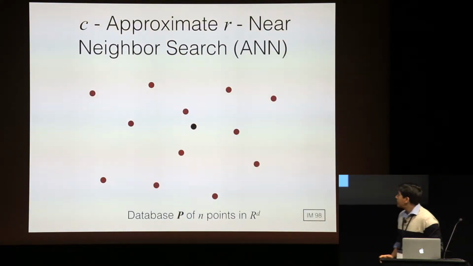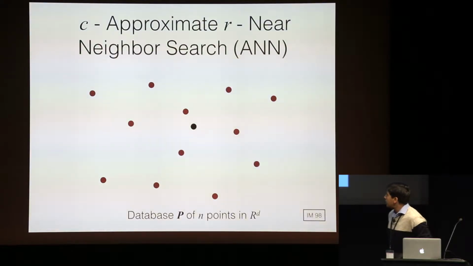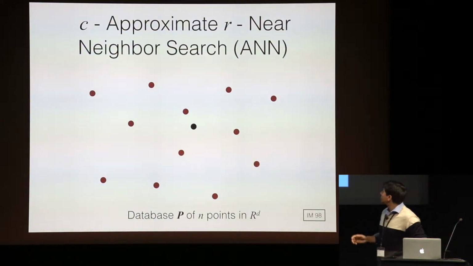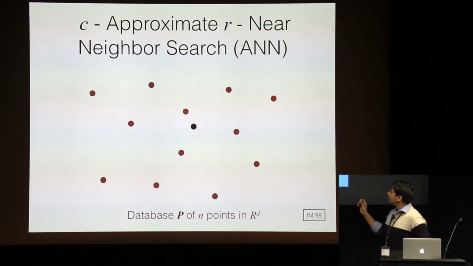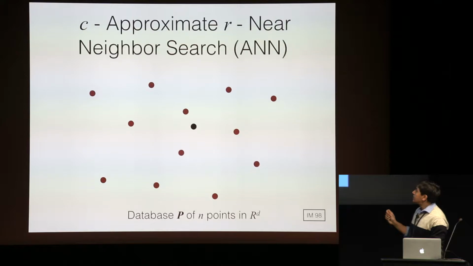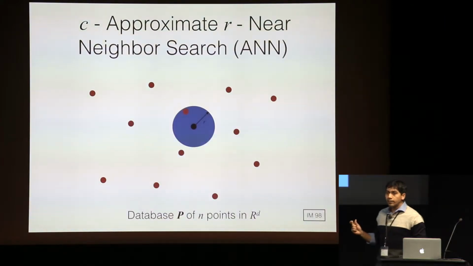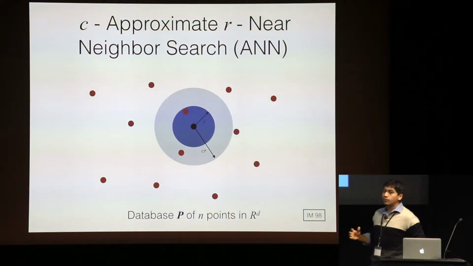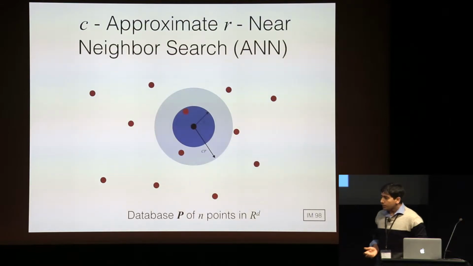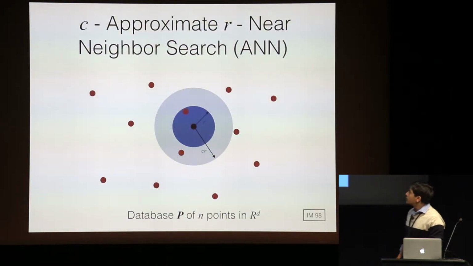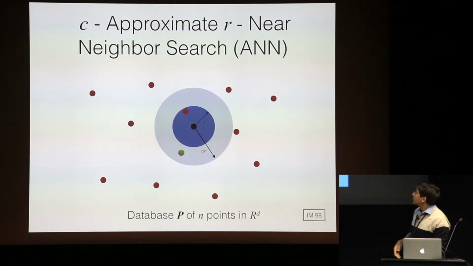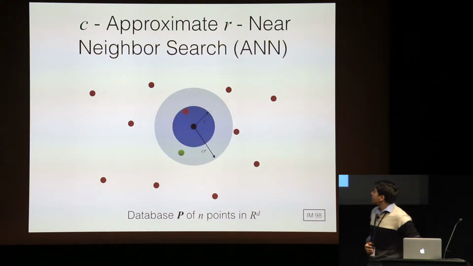In this problem, again, you are given a set of n database points in d-dimensional space, and you want to construct a data structure which does the following. Given a query point, if there exists a database point at a distance r from the query, then the data structure has to efficiently return a database point at a distance at most c times r from the query. There are many approaches used to solve this problem, and one of the main techniques is known as locality-sensitive hashing.